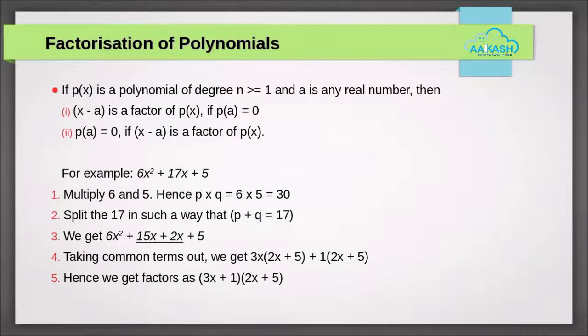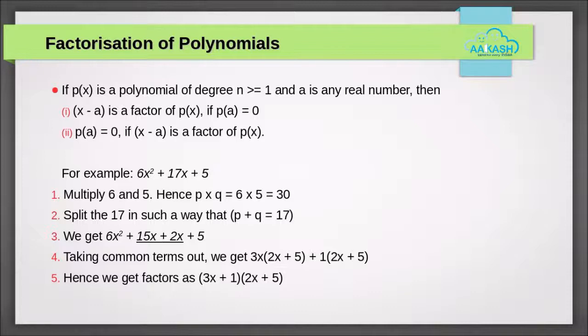Factorization of polynomials. To factorize a polynomial, we need to consider the following two conditions. If p(x) is a polynomial of degree n greater than or equal to 1 and a is a real number, then 1. x minus a is a factor of p(x) if p(a) is equal to 0, or 2. p(a) is equal to 0 if x minus a is a factor of p(x). This means both the conditions imply each other. Keeping this in mind, we can factorize this polynomial.